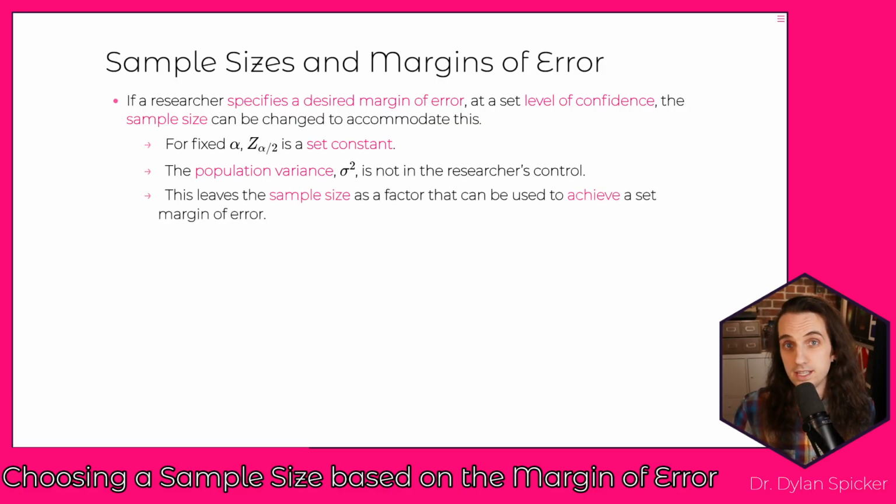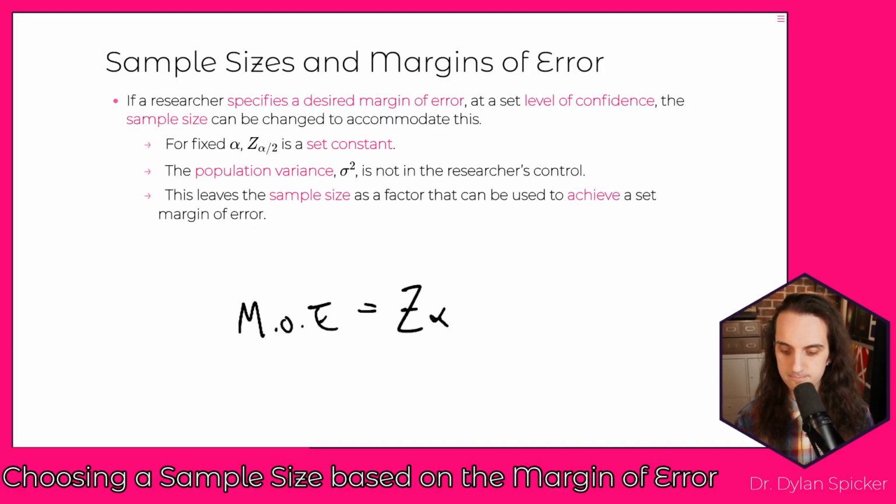And so in the margin of error, the only other piece of it that is within the researcher's control is the sample size. Because we have that the margin of error is given by the magnitude of z of alpha over 2 times sigma over the square root of n.